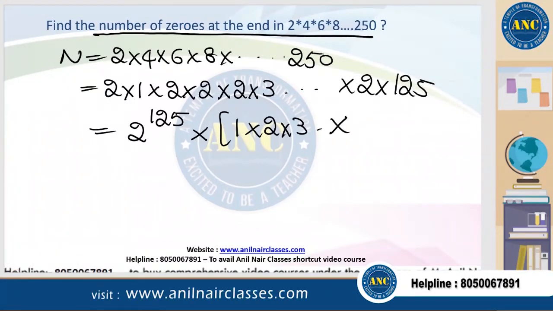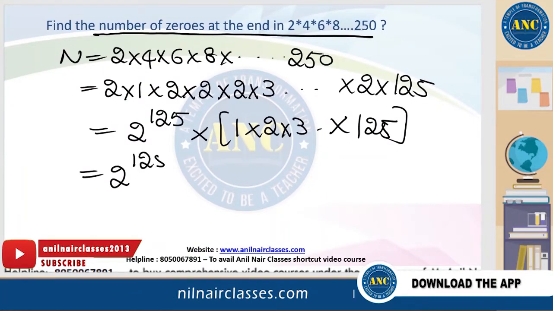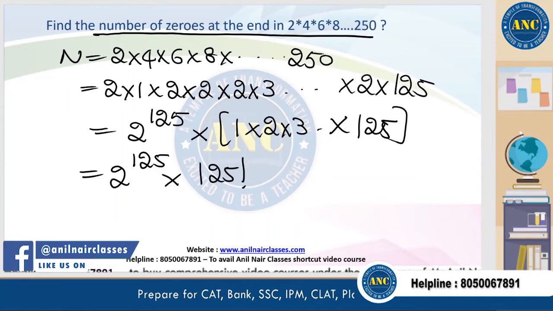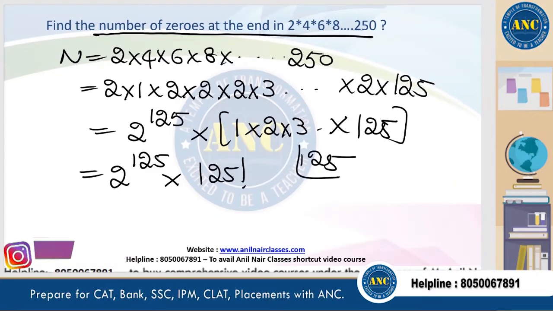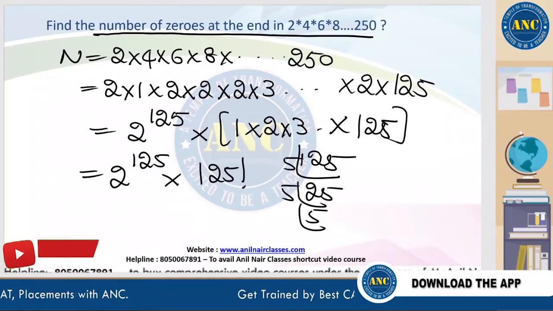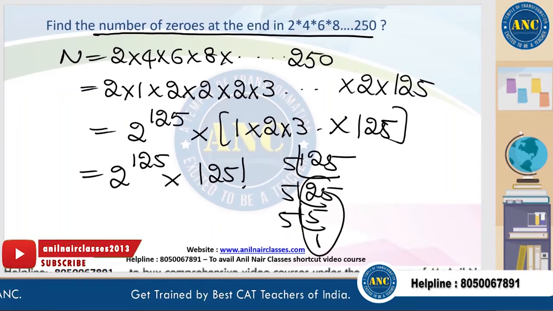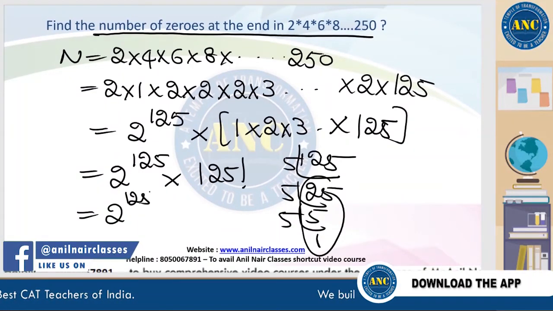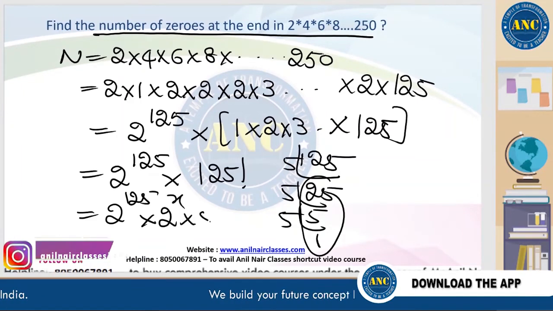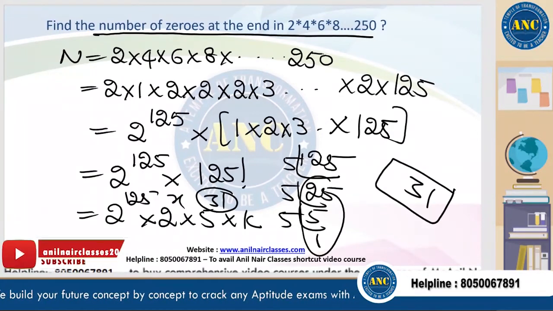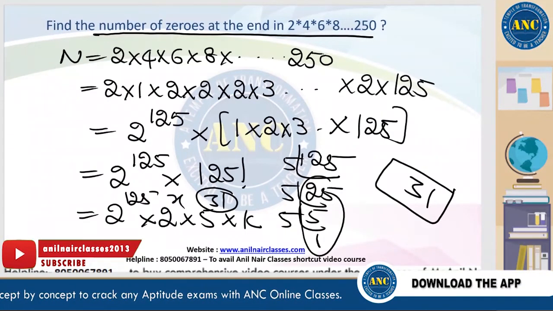Till 125, which is nothing but 2 power 125 into 125 factorial. In 125, how many 5s are there? 5 25s are 125, 5 5s are 25, 5 1s are 5. So which is 31? 31. Anyway, the power of 2 will be greater. 2 power 125 into 2 power x into 5 power 31 into k. So the answer for this question is 31.